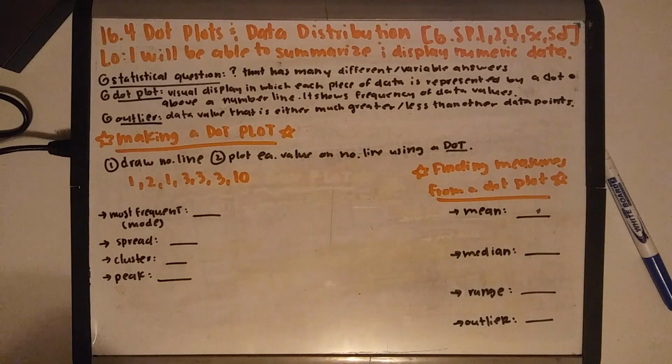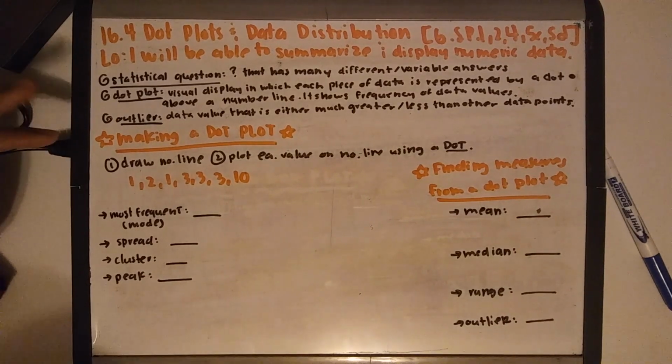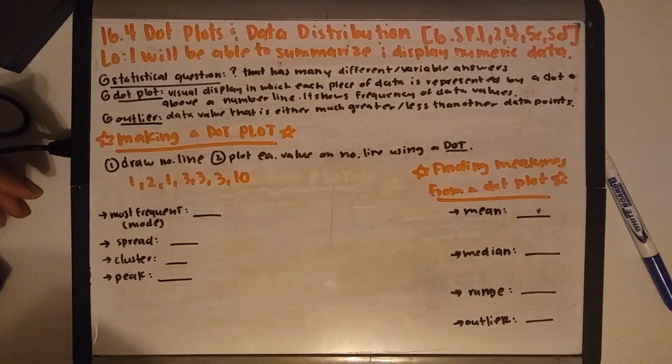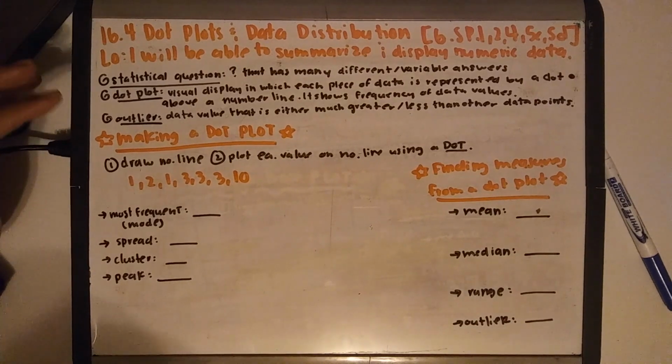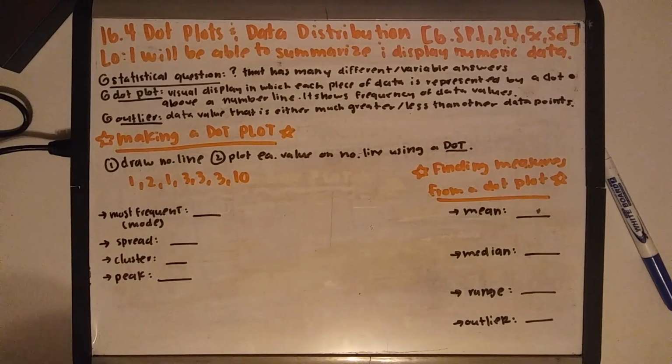So the statistical question is a question that has many different variables or answers. So it has to do with surveys and things like that. So you'll be able to find different answers. For instance, if I ask you how many siblings you have, that will be a statistical question.